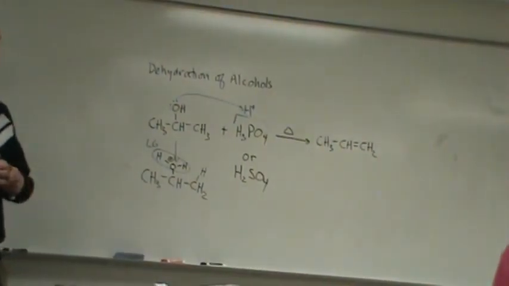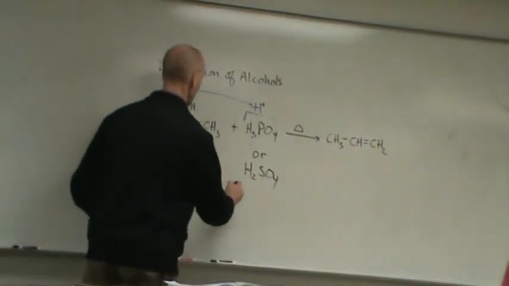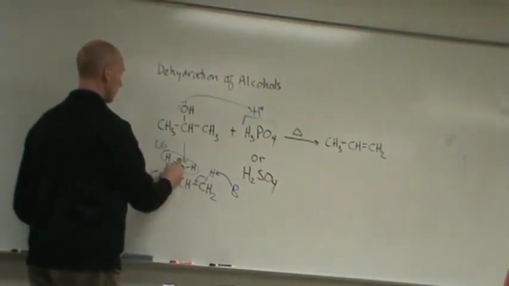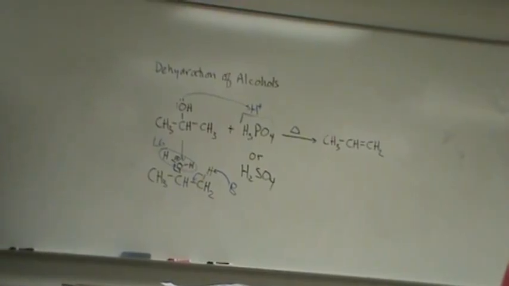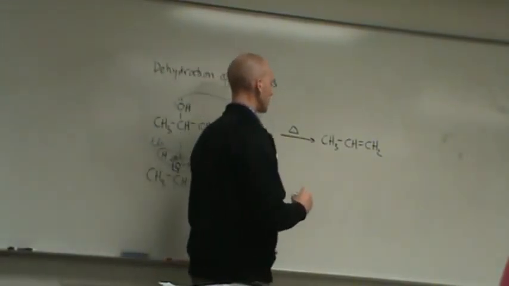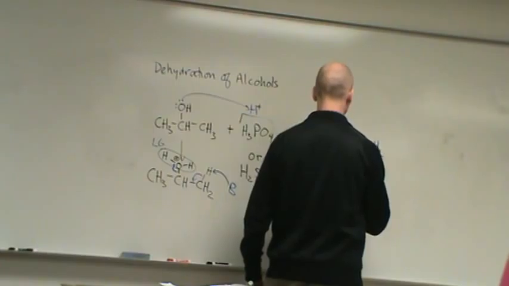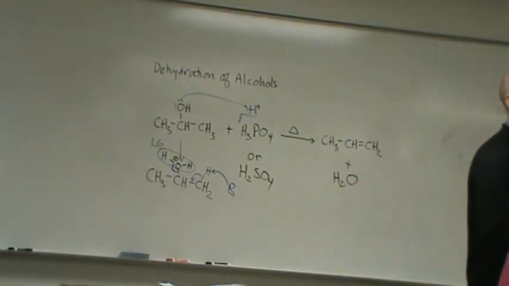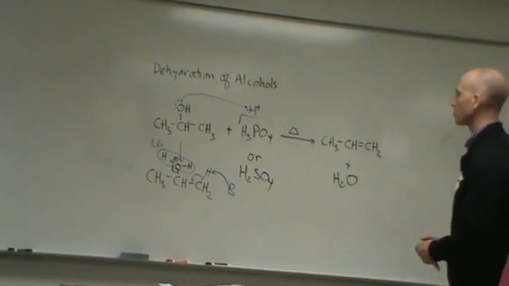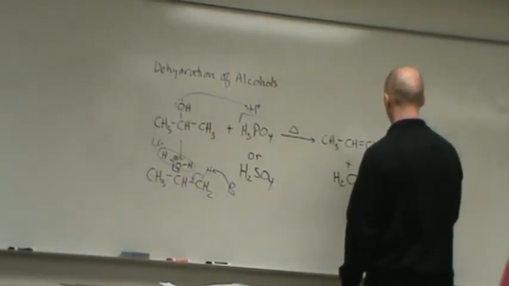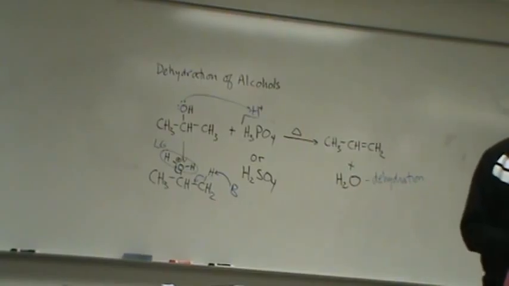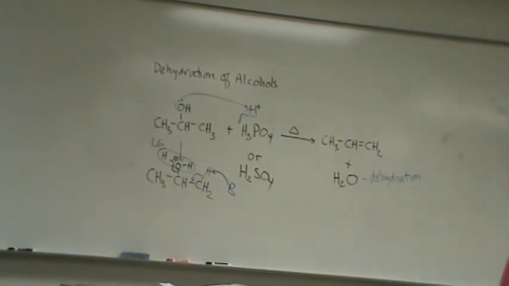Okay. So what happens is that a base then comes in, whatever it is, attacks the beta hydrogen, forms the double bond, and kicks off the water. Okay. So you can see that a side product here is water. So since water leaves in the reaction, since we lose water, that's why it's called a dehydration.